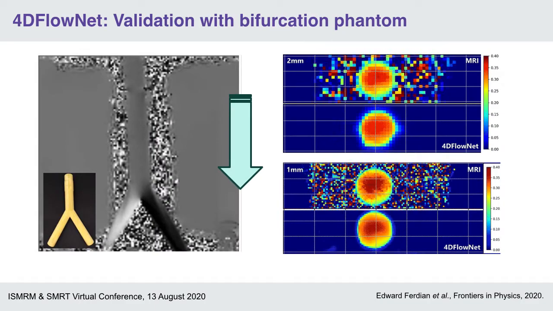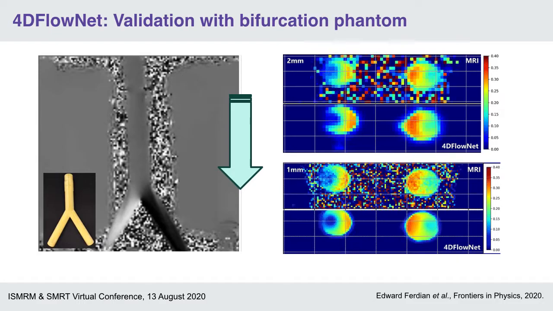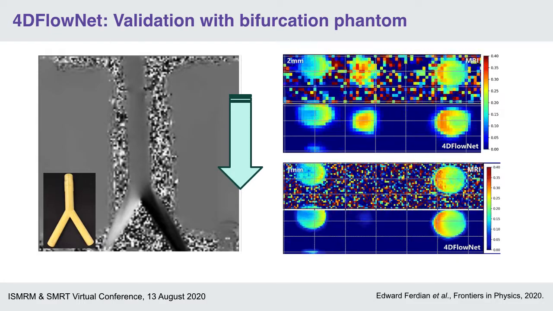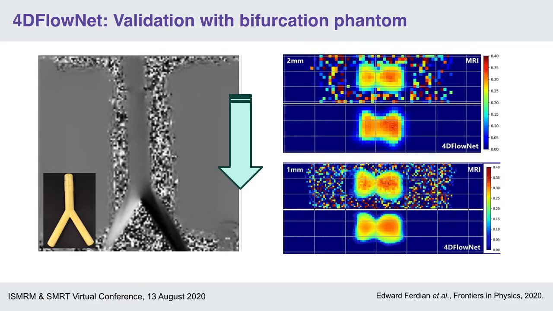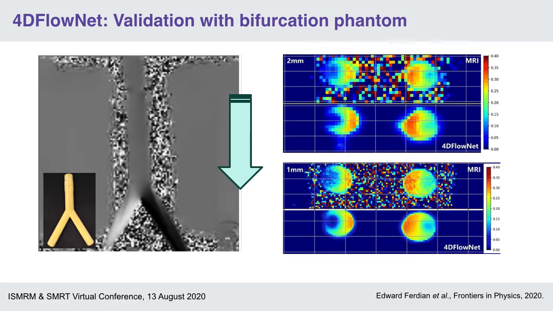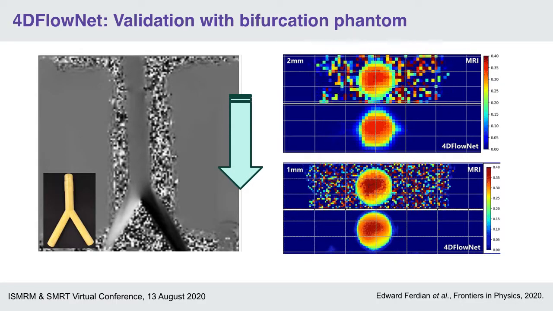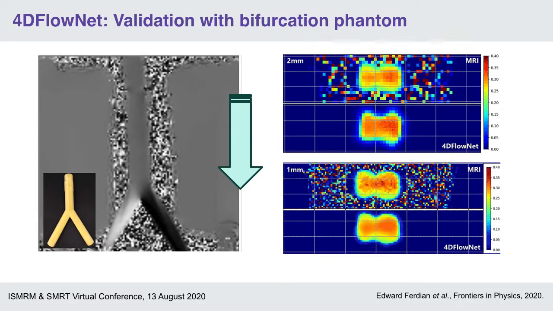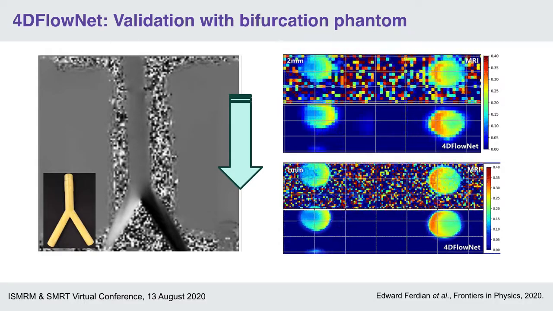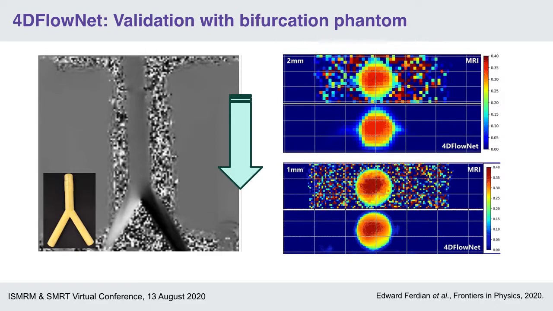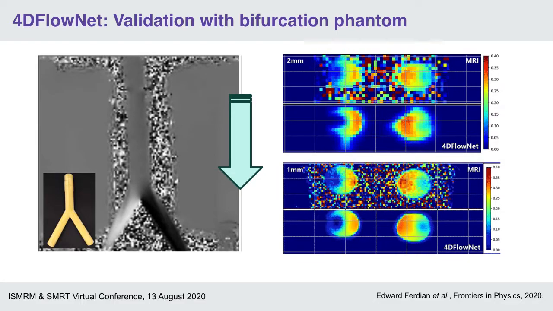This is the result with the bifurcation phantom. So we have the pair of low-res and high-res images of the flow field. And then we compare the higher resolution of the MR with the prediction of the 4D flow net. And as we can see here, based on these 2 resolutions, the 2mm and 1mm resolutions, the 4D flow net predicted quite good results. And there is one additional bonus with this network. It is that it suppresses the noise automatically.